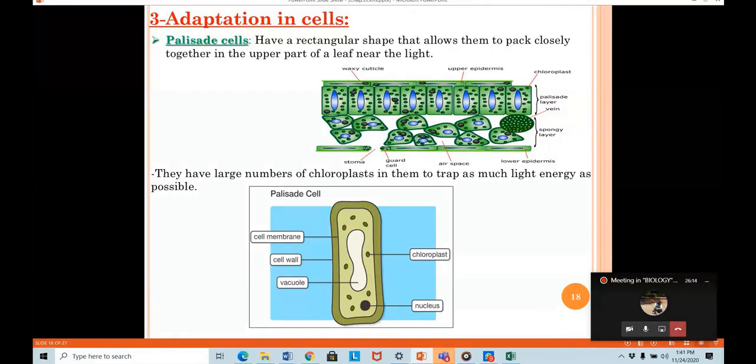So these Palisade cells have a rectangular shape. It is the basic plant cell which we study about, the Palisade cell example itself. That allows them to pack closely together in the upper part of a leaf near the light. Why near the light? So that it is easy for them to absorb the light.